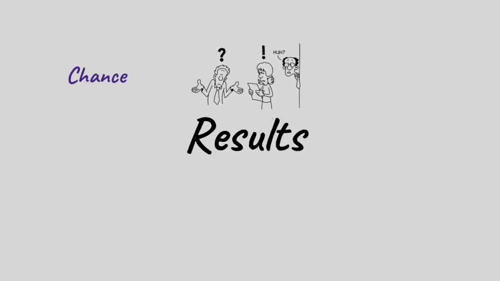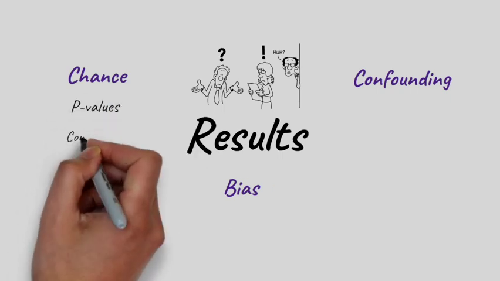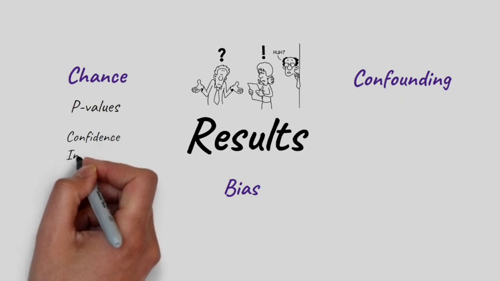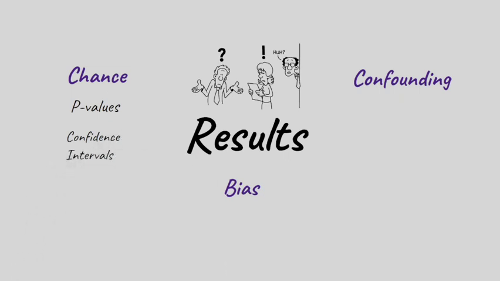When critically evaluating the main results, it is essential to exclude chance, bias, and confounding. Explore how significant the p-values are and how tight the confidence intervals are to rule out chance. Also, evaluate type 1 and type 2 errors.